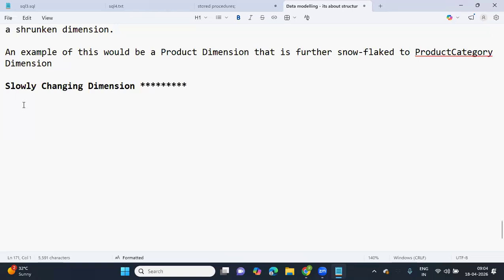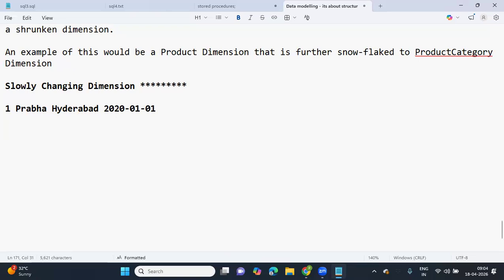So whenever he is changing his address, how do you want to deal with that kind of changes? Let's say the customer ID one is staying in Hyderabad, let's say from 2020 to current date. Okay, to current date.